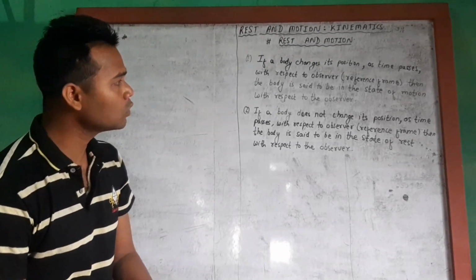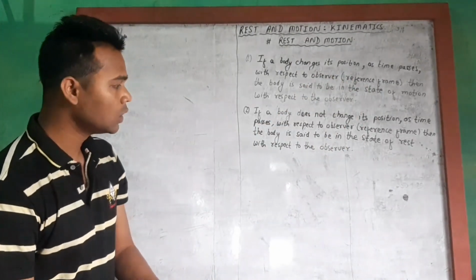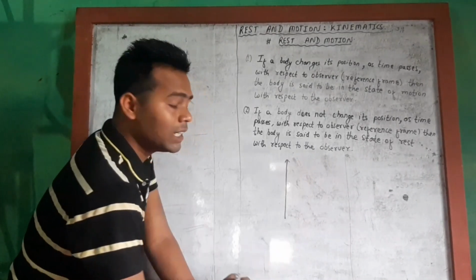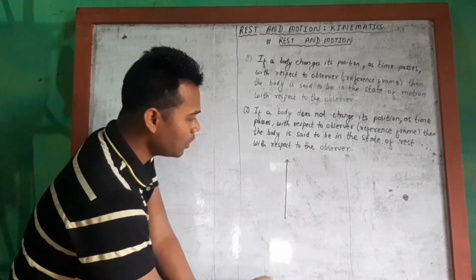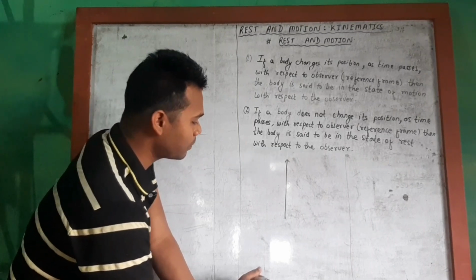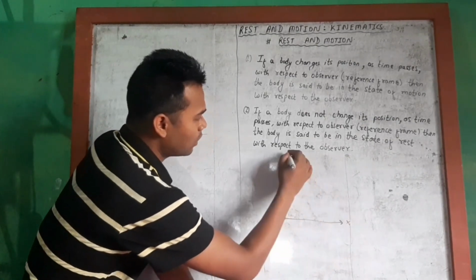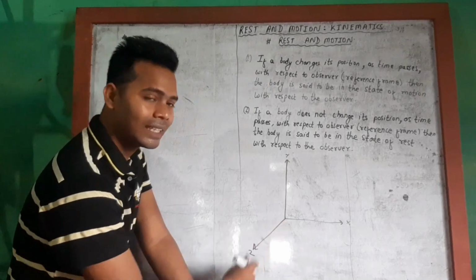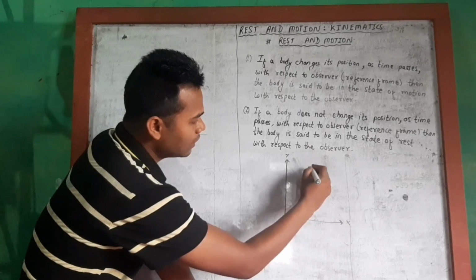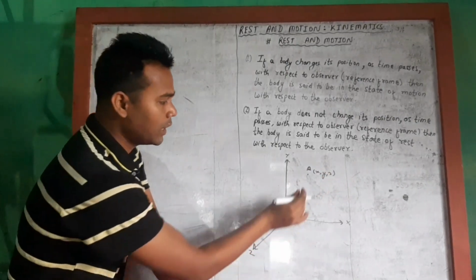Now here we have to define the next term, that is the observer or the reference frame. What is the reference frame? To locate any object, we have to identify the reference frame. A very simple way for a reference frame is, we can draw x, y and z axes. Suppose this is the reference frame, and now we can locate the body. Suppose the body is at the point A. Here we can give the coordinates for this point A.